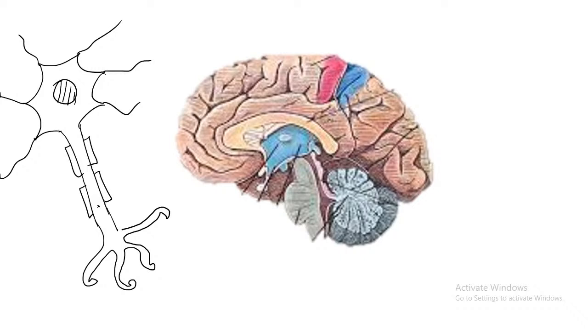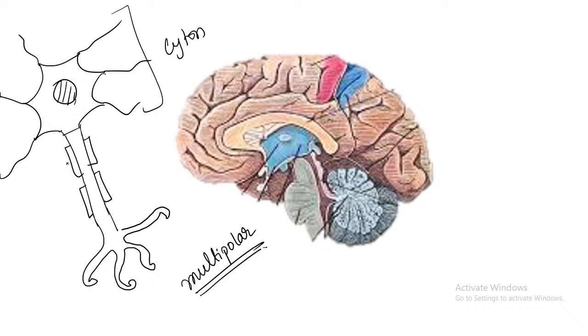Unipolar, multipolar, bipolar, or what? It's multipolar, right? Right, now this is our cyton and this rest part is our axon, right? Now in the axon we have these myelin sheaths.